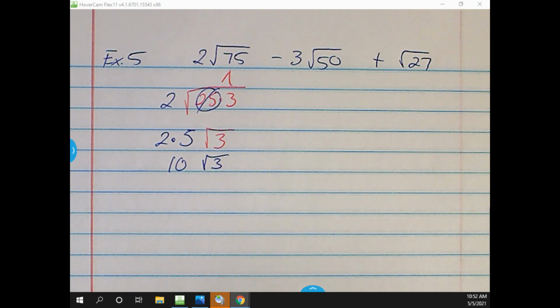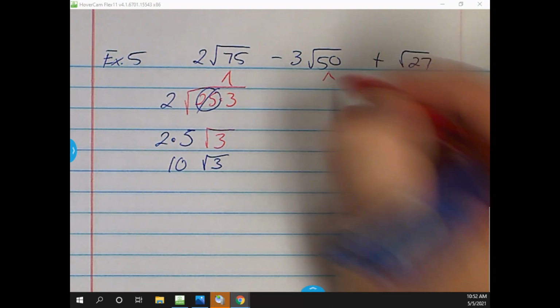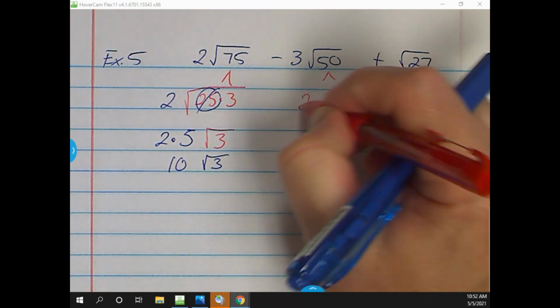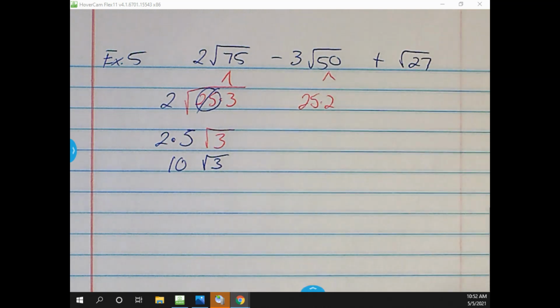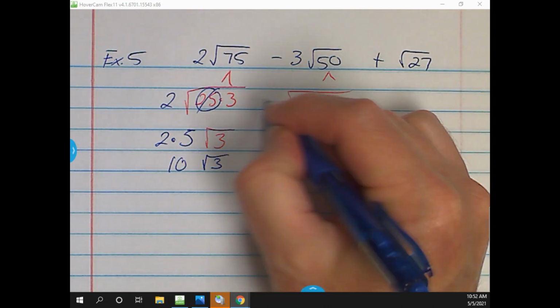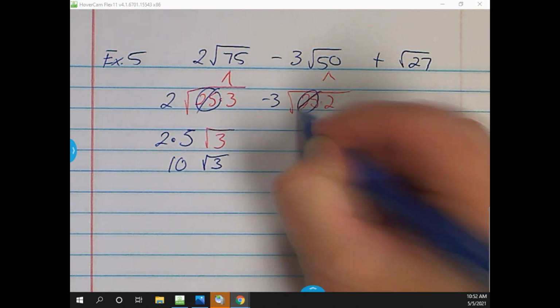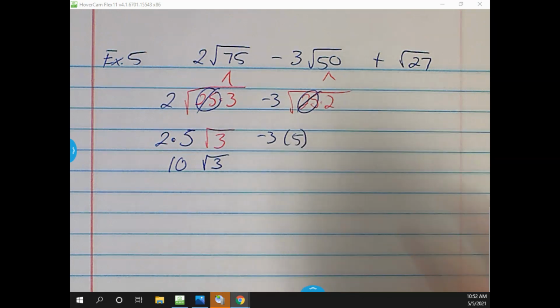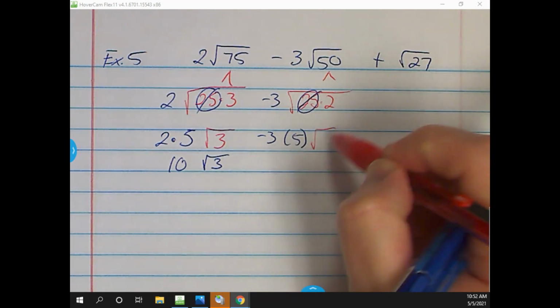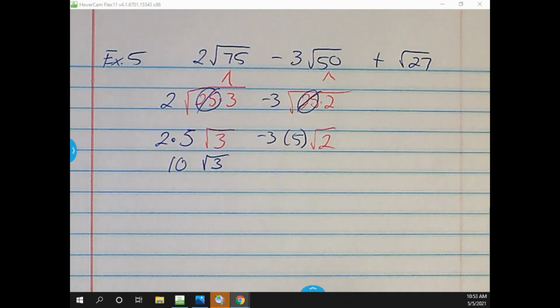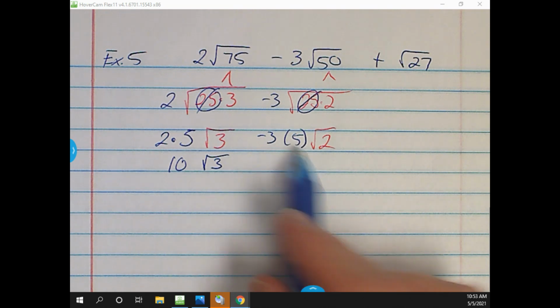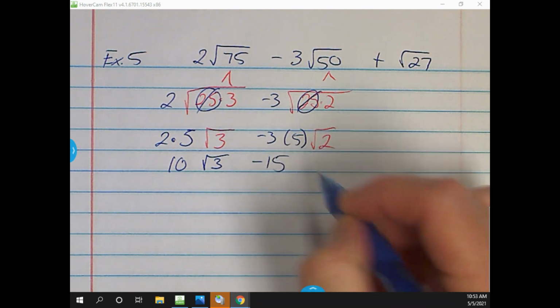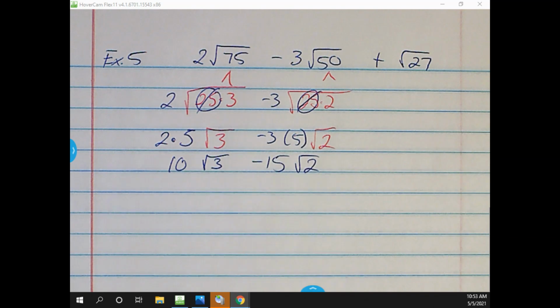All right, with 50, start to break it down. You can either do 5 times 10 and go that way. I'm going to go 25 times 2. Because if I'm doing 25 times 2, that's already jumping out at me that there's another square root of 25, so I can make that one 5. And that leaves us with another square root of 2. So that's negative 3 times 5. That's a negative 15 square root of 2.